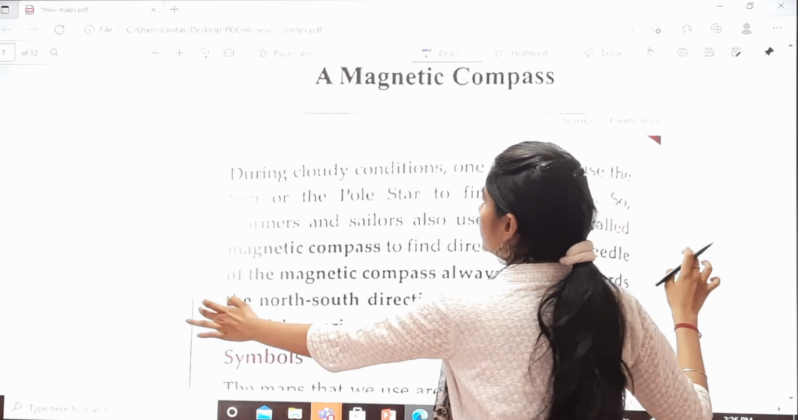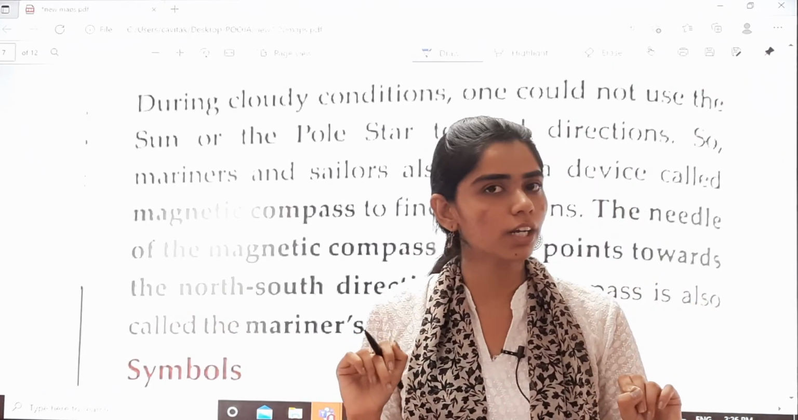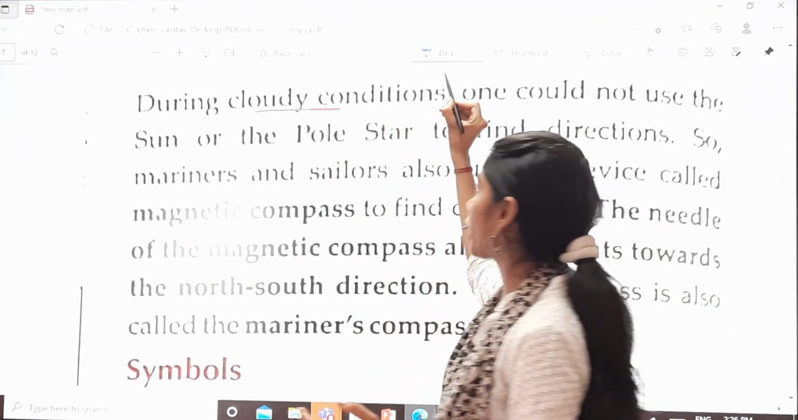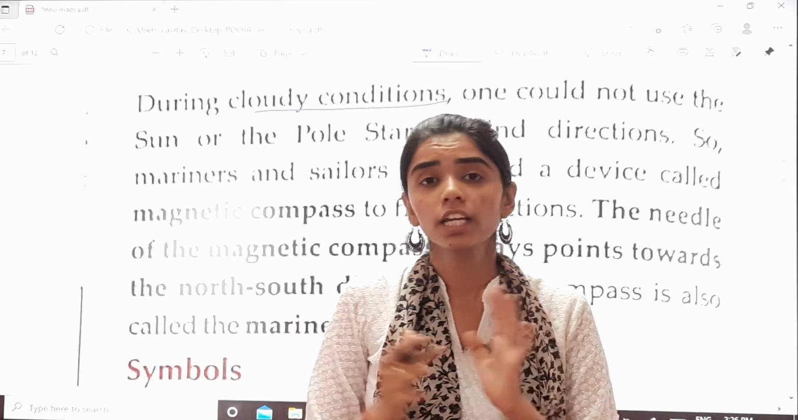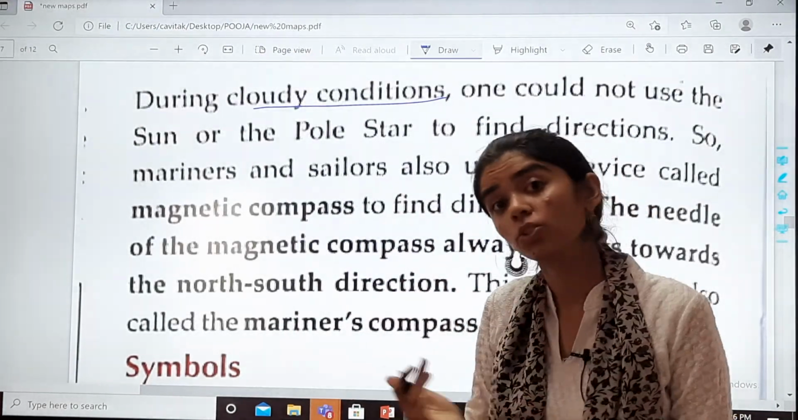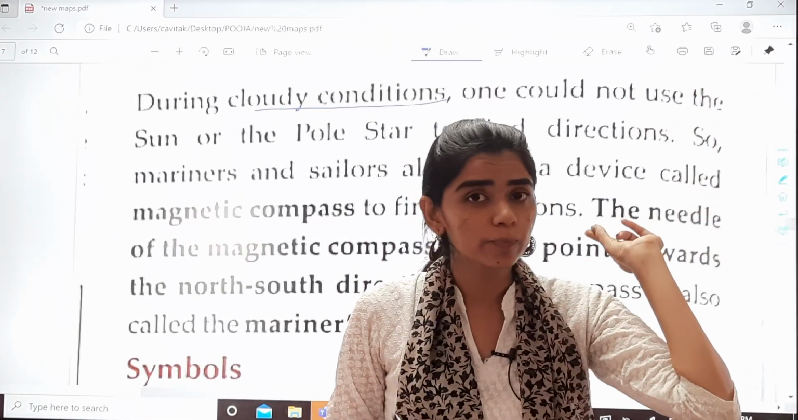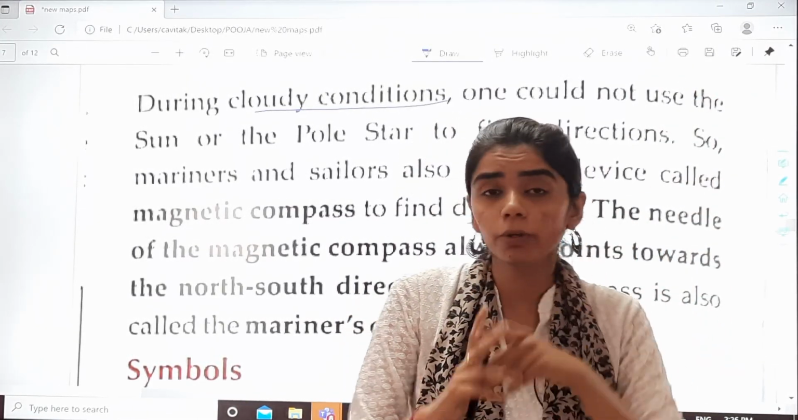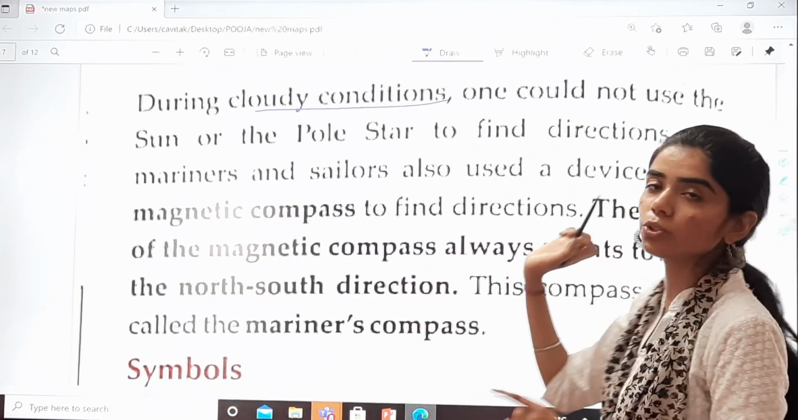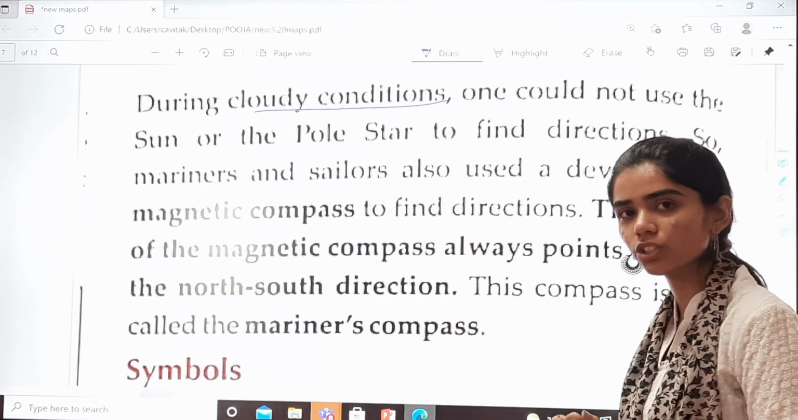Now see what happens. It is easy to find out direction with the pole star. But what about when it is the rainy season and it is very cloudy? So what happens that time? You will not be able to see the sun and even the pole star because of the clouds, right? So they cannot use the sun or the pole star to find the direction.